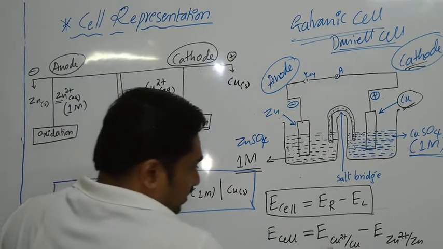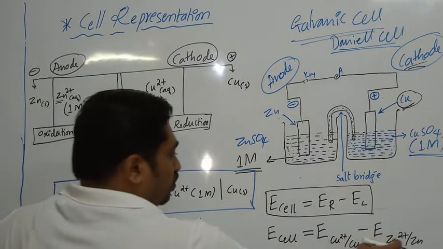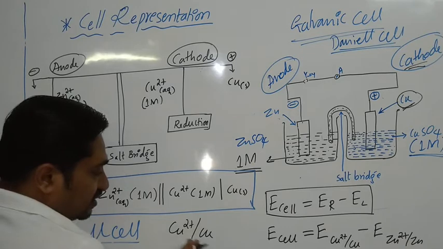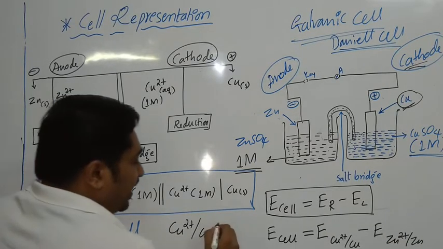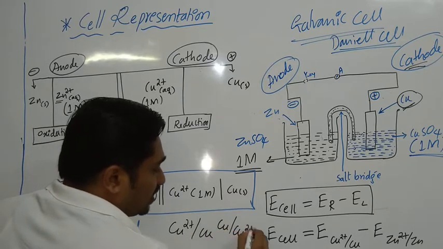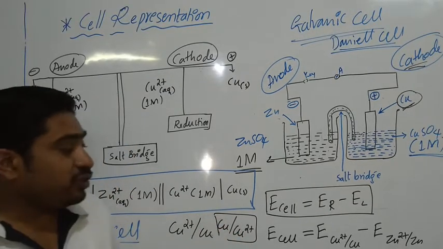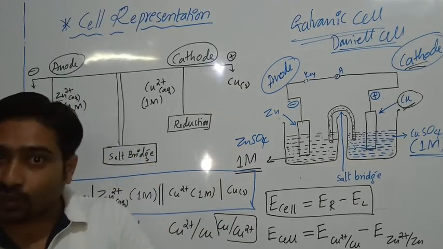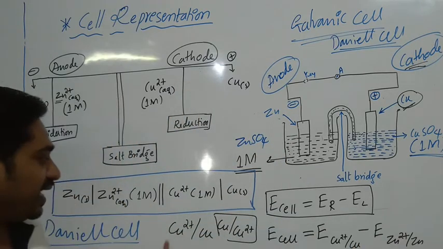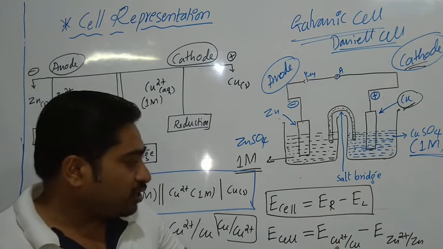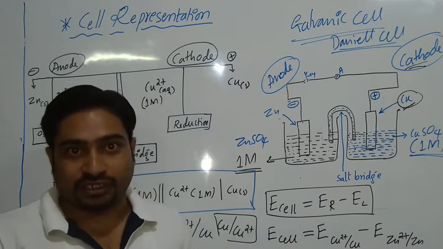So here I have taken Cu2+|Cu and Zn2+|Zn. This indicates the reduction reaction: metal ion is converted into metal. If I write Cu|Cu2+, what does it indicate? This is oxidation. Which potential do we have to consider? We have to consider only the reduction potential as the electrode potential. Because of that reason, I have taken the reduction potential of copper minus the reduction potential of zinc. So this is nothing but the cell potential.